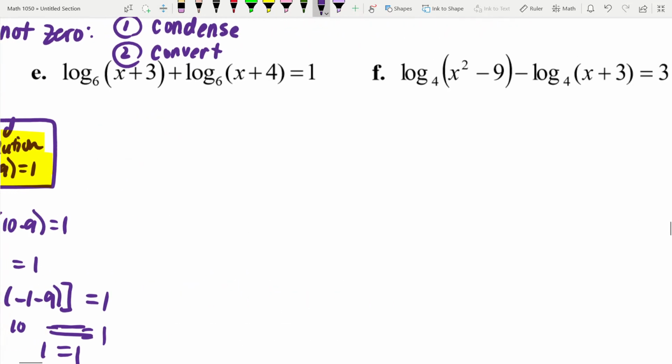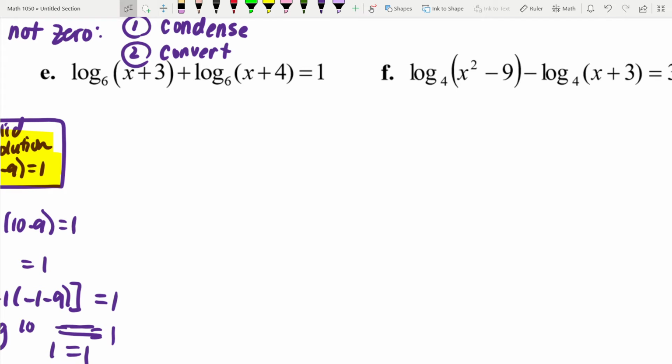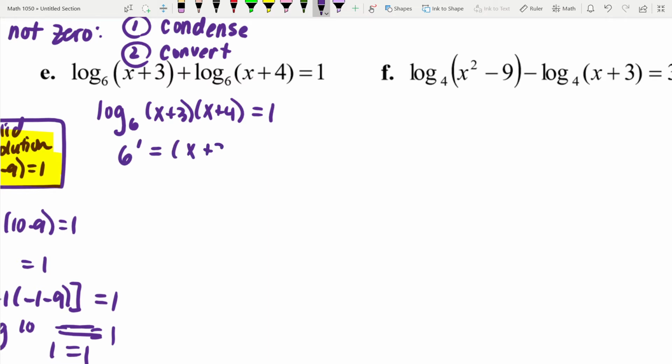Okay, great. Question E. 2 logs and the number that's not a 0, condense and convert. Those logs are added. So when I squish them, they're going to be multiplied. After I condense them, tell me what to do, everybody. Talk to me. I'm talking to 30 people and 0 people are responding. Convert. Thank you for the 1 person that responded. 6 to the first is equal to x plus 3 over x plus 4.